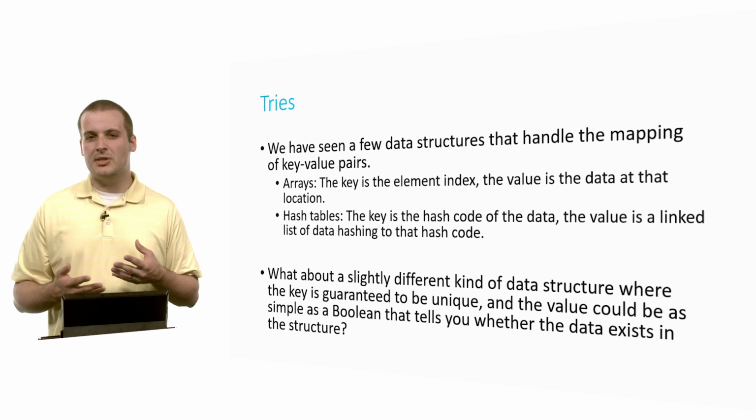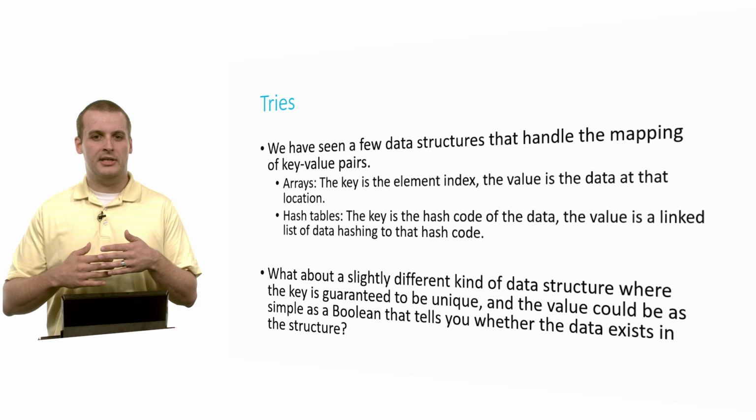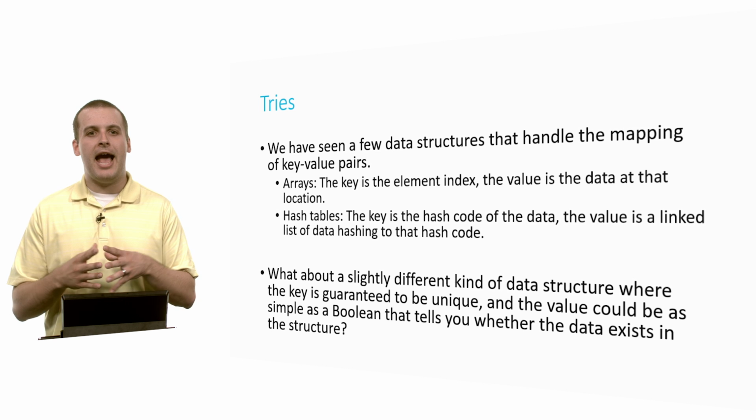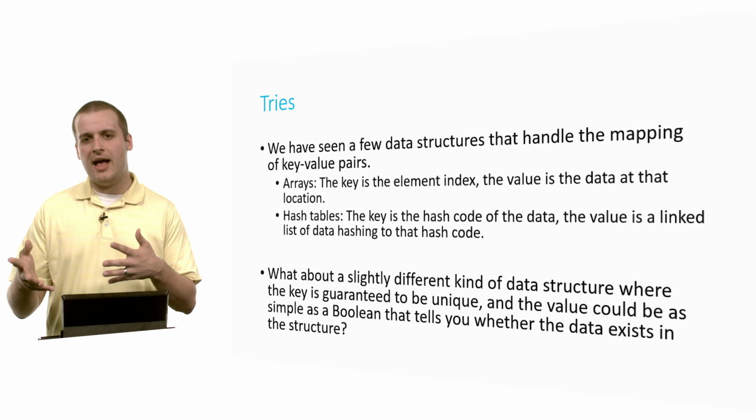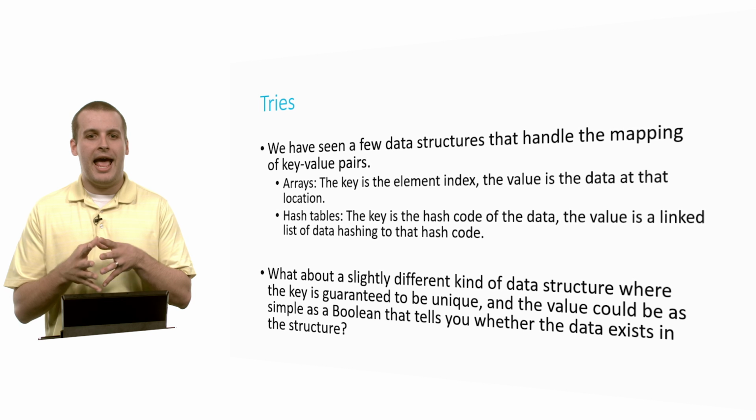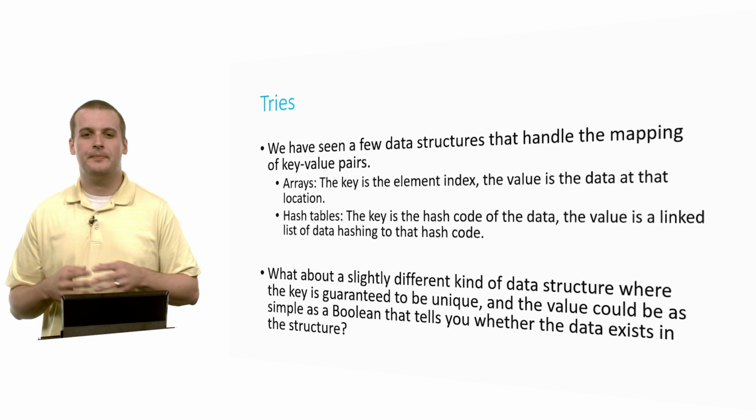With a hash table, it's sort of the same idea. With the hash table, we have this hash function that generates hash codes. So the key is the hash code of the data. And the value, particularly when we talked about chaining in the video on hash tables, is that linked list of data that hashes to that hash code, right?